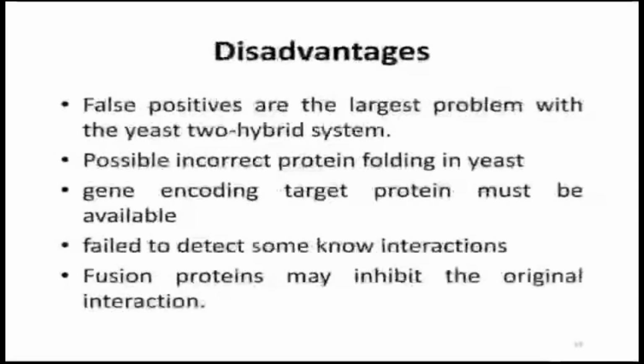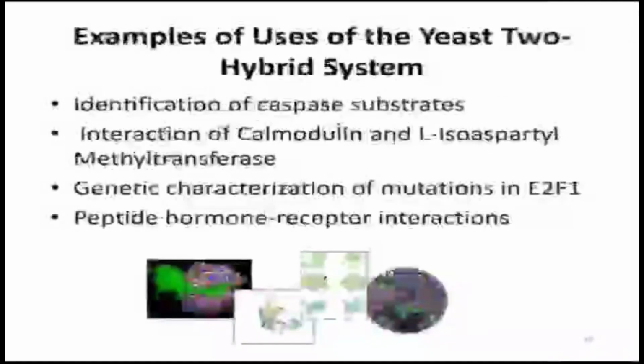And the disadvantages. False positives are the largest problem with the yeast two-hybrid system. Possible incorrect protein folding in yeast. The gene encoding the target protein must be available. It may fail to detect some interactions. Fusion proteins may inhibit the original interaction.